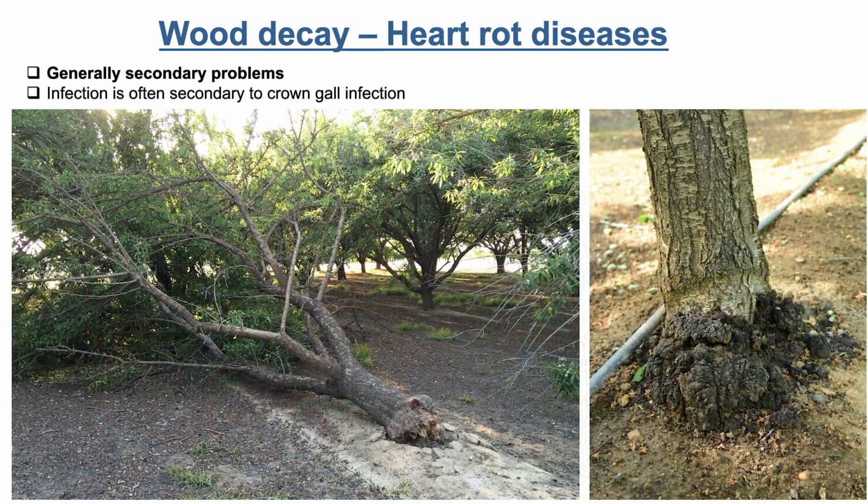You have all seen that, in orchards, a tree falling down following a wind event. And in those sorts of cases, these are usually associated with root rot or wood decay.